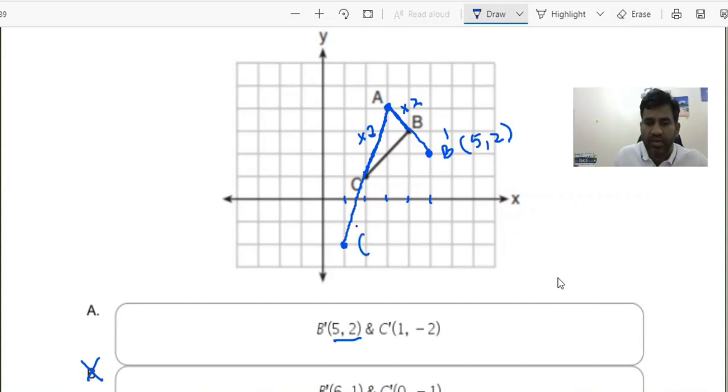So what are the coordinates here? Y is going to -1, -2, and x is going to be 1. So (1, -2), this is the point C', and this is the point we are representing B', which is (5, 2). That's option A. So A is the right answer to this question.